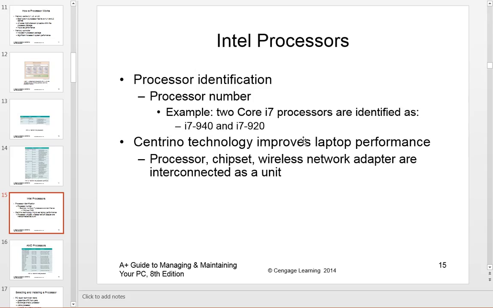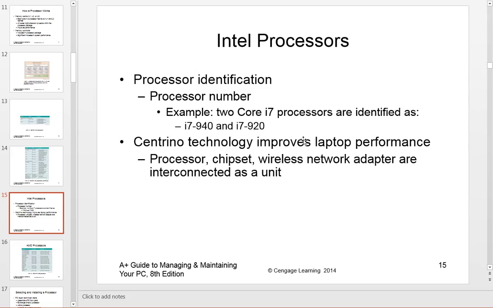All right, so in this example, the way you identify the processor is that it's basically like a model number, a make and model. So i7 would be your make, and the 940, 920 would be the differences in your model. And they'll probably have some performance differences, how fast they are, what their cache is.